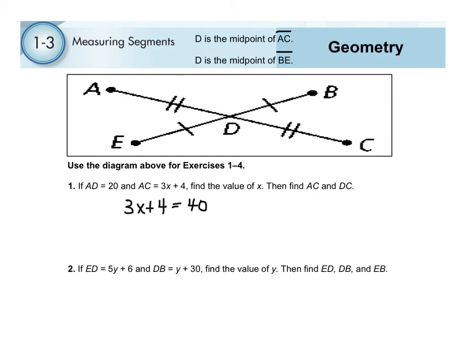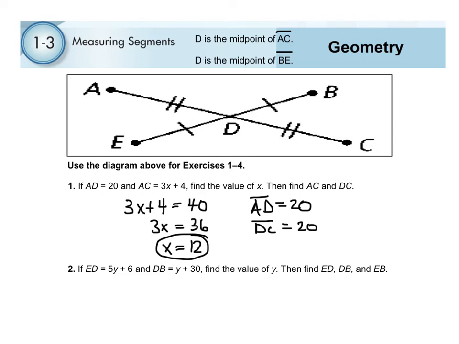Now, to solve for x, if I subtract 4, 3x is 36, and if I divide by 3, x is 12. So I found the value of x. Remember, these two segments are equal because D is the midpoint. If I know that AD is 20, then I know that DC is 20 because they're the same. And then AC is just going to be those two segments added together, which is 40.